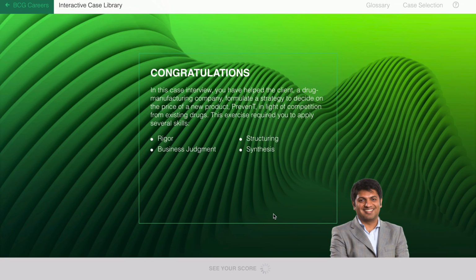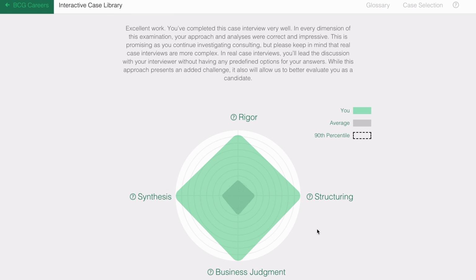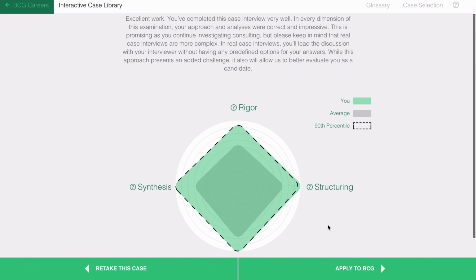All right, looks like we've finished the case. These BCG interactive cases also kind of grade you on rigor, business judgment, structuring, and synthesis. So let's see how we did. So it looks like we did quite well on this case.